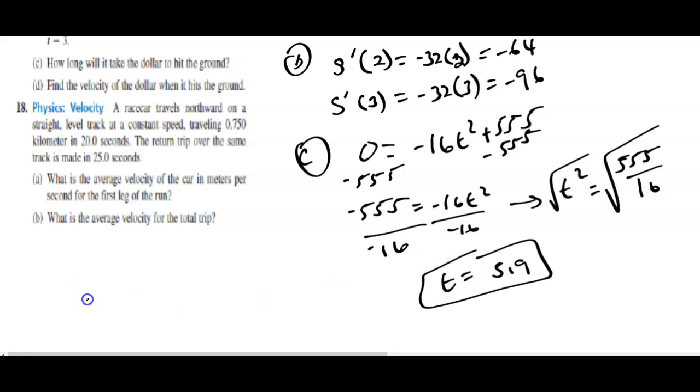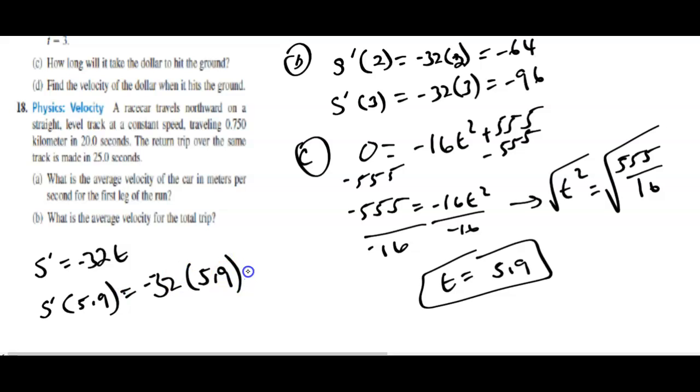Alright, and then part D says find the velocity of the dollar when it hits the ground. So velocity again was s prime, negative 32t. So if t is 5.9, negative 32 times 5.9 equals negative 188.8 feet per second. So there we go, there's D.